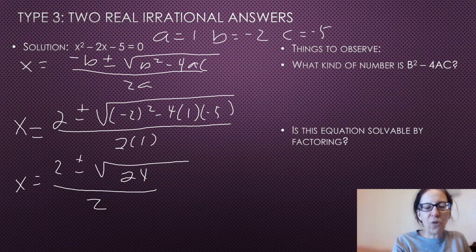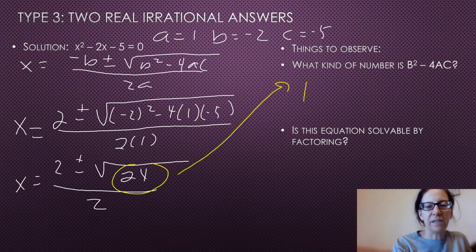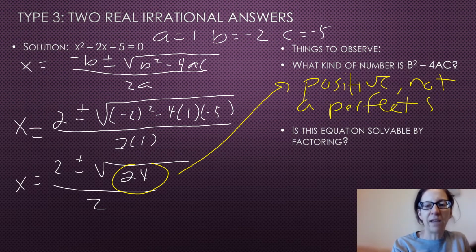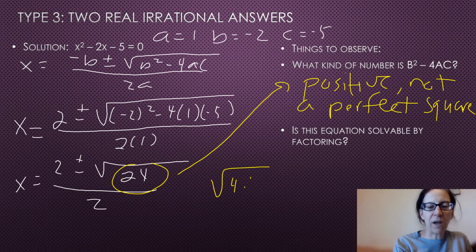Okay. So what kind of number is the b squared minus 4ac? Well, in this problem, it is positive, but it is not a perfect square, meaning that when you take the square root, you're going to get some awful decimal. You could also go through this process where you simplify it, okay? And you would still end up with a square root in your answer. So yeah, pretty much can't take the square root.